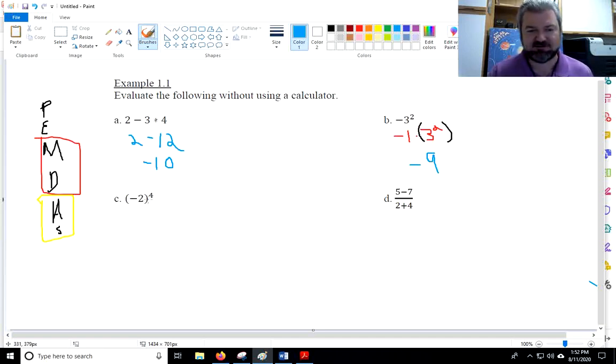All right, letter C is definitely a different situation though. We have another even power, and whenever you're multiplying an even number of negatives together, you do get a positive value. And since the negative is in the parentheses with the 2, the 4 will be applied to both the negative and the 2. So multiplying 4 negatives together, that's an even number of negatives, so the answer will be positive. And 2 times 2 times 2 times 2 is 16.